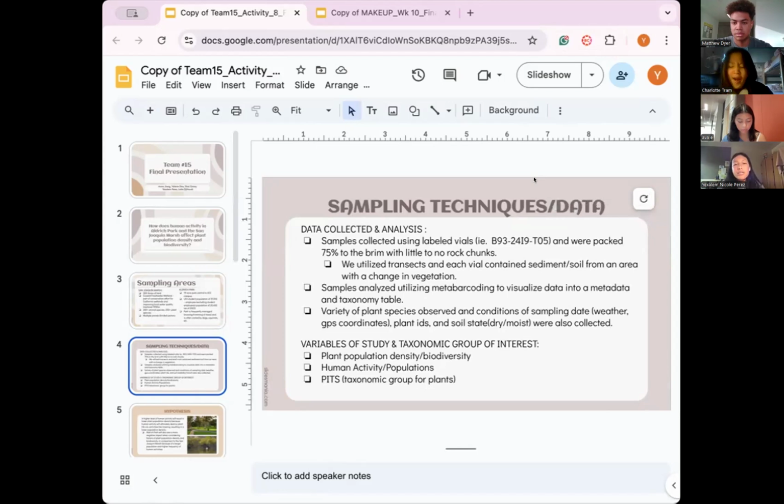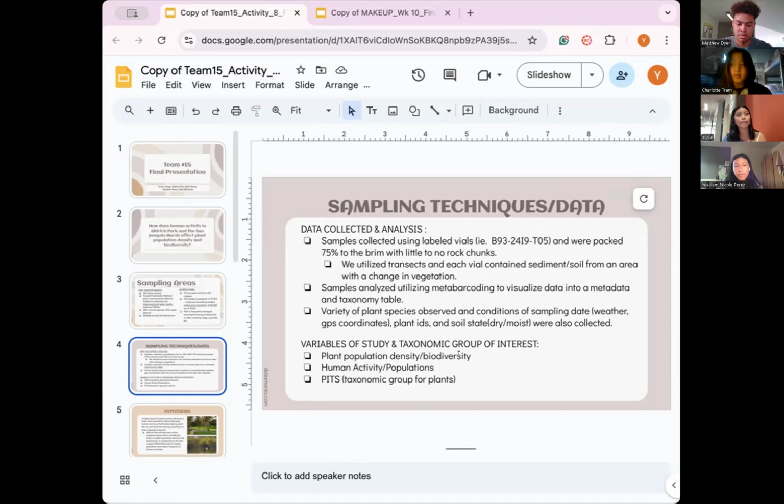So we decided samples were collected using labeled vessels and were packed 75% to the brim with little to no rock chunks, and samples analyzed utilizing metabarcoding to visualize data in a metadata and taxonomy table. And so a variety of plant species were observed, and conditions of sampling data such as the weather, the GPS coordinates, plant IDs, and soil state, so if it's dry or moist, were also collected.